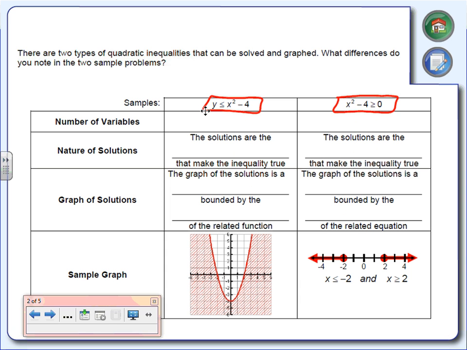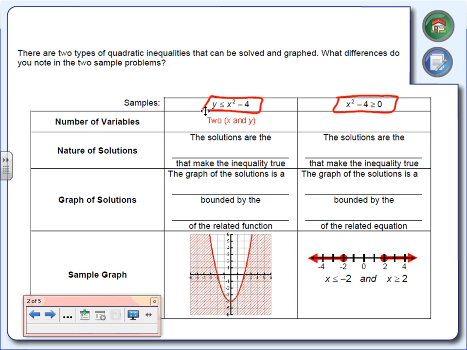So what we're going to do is look at the one that has both an x and a y. That's what we're going to look at first. First thing you should notice is that one has 2 variables. It has an x and it also has a y. The first example they give us has 2 variables, an x and a y.